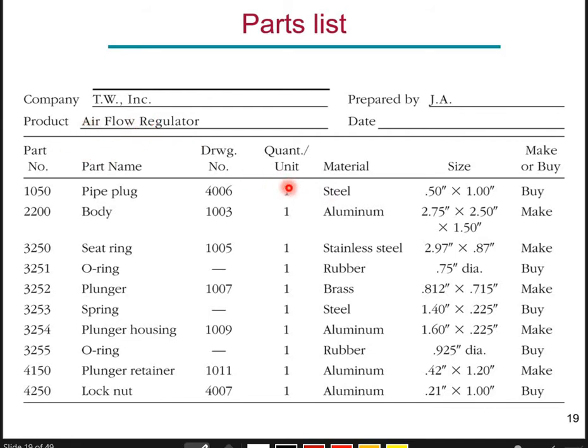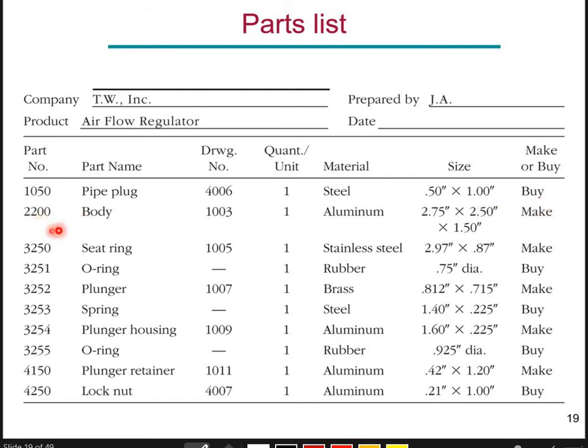We need only one pipe plug to produce one airflow regulator. So this quantity gives you how many components of each you need. Then you know the material of this component, which is steel. You know the size of it, the dimensions 0.5 inches by 1 inches, and whether you are buying it or making it yourself. So you are buying it. So for this component, you don't need an equipment or machinery, but you need a space to store it. You need, let's say, a dock in your manufacturing facility to receive it from your suppliers.